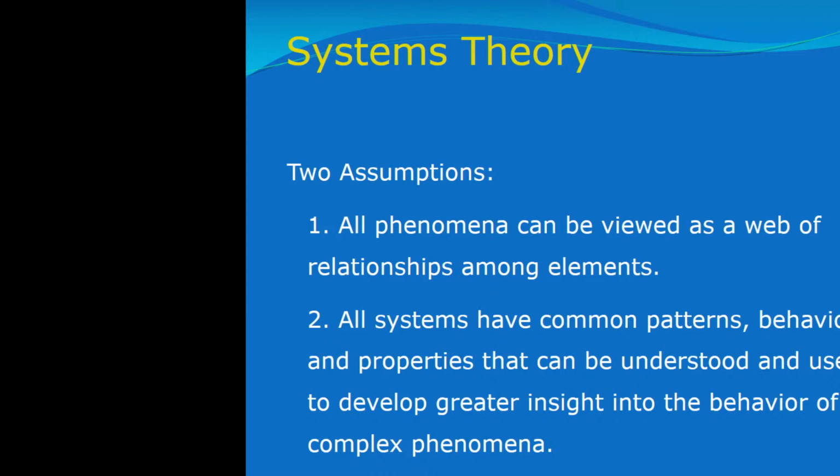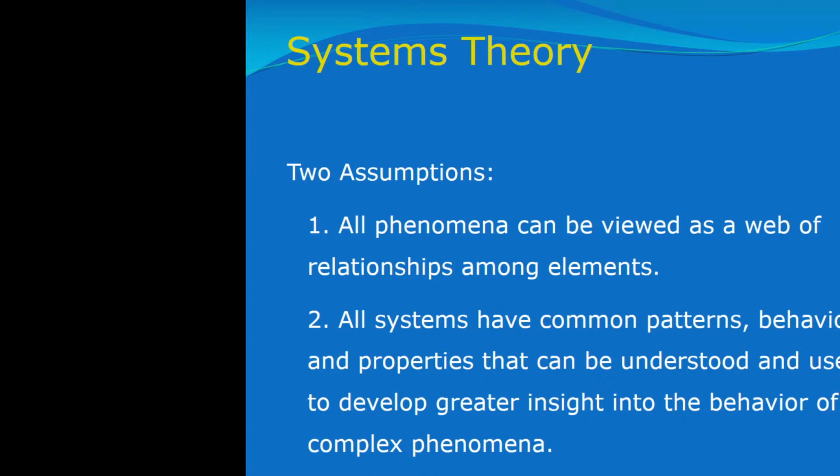There are two assumptions in system theory. First assumption, all phenomena can be viewed as a web of relationships among elements. And second assumption, all systems have common patterns, behaviors, and properties that can be understood and used to develop greater insight into the behavior of complex phenomena.